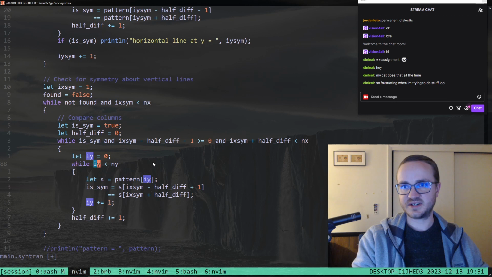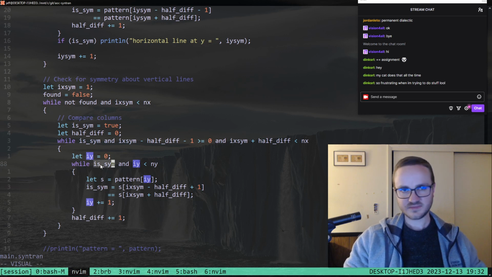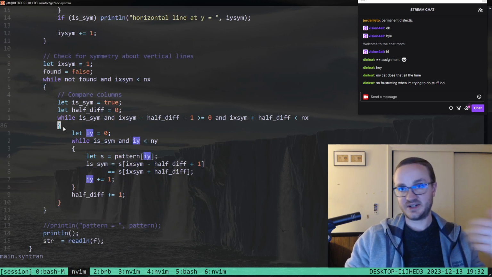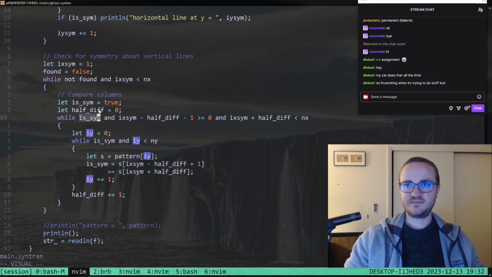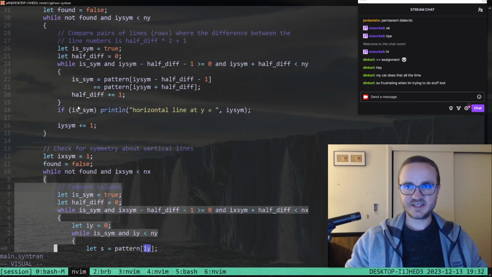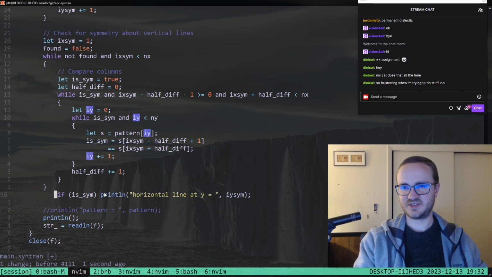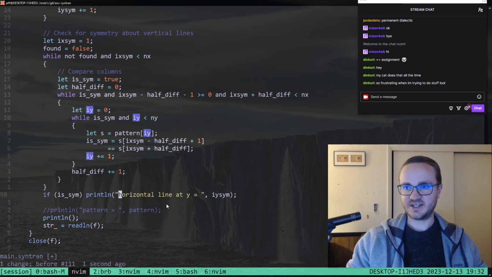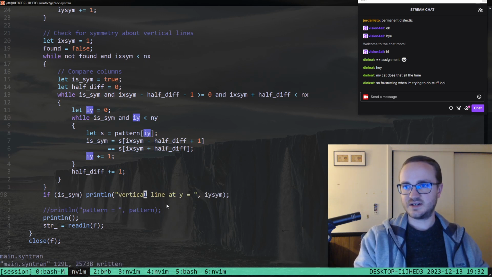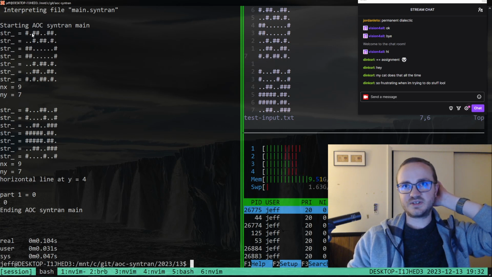And is symmetric. So as soon as I find something that's not symmetric, I can break out of this loop. And also break out of this loop, because the same condition is here. Now, if we get to the end of this, then we will have detected a vertical line of symmetry. And what are we expecting? For this input, it should be 0, 1, 2, 3, 4, 5. Should be at x equals 5.